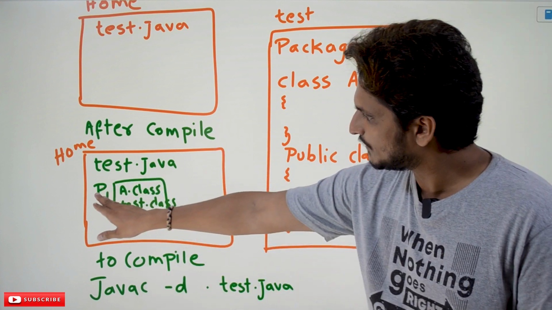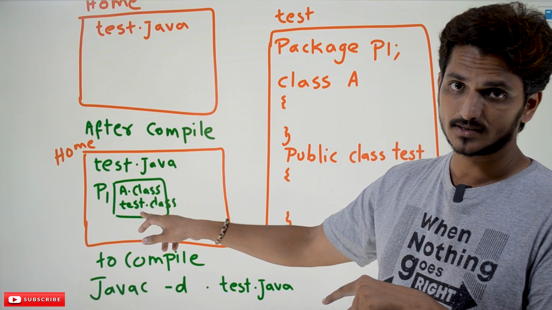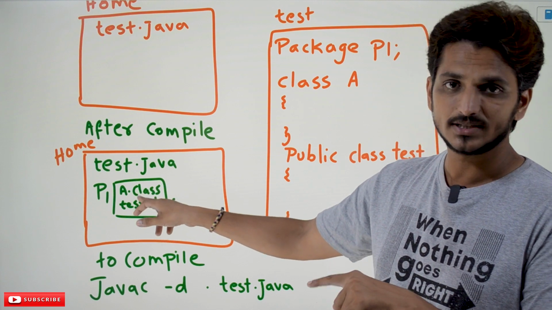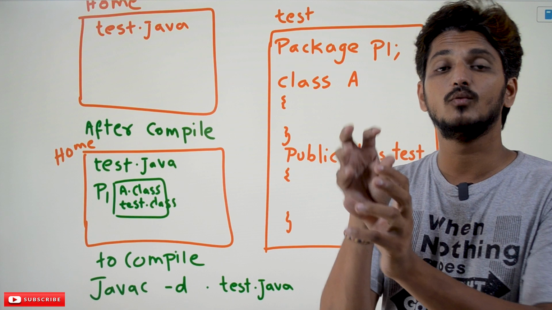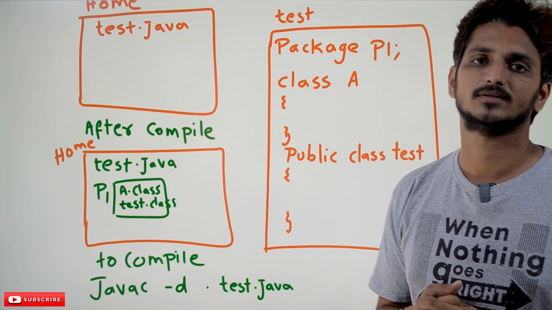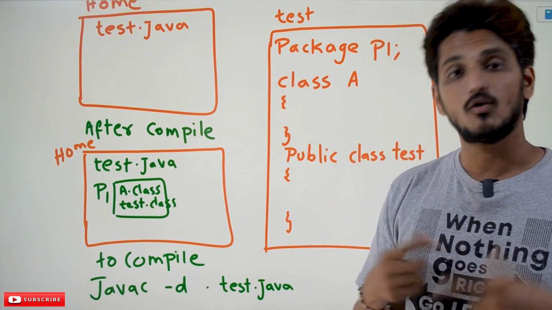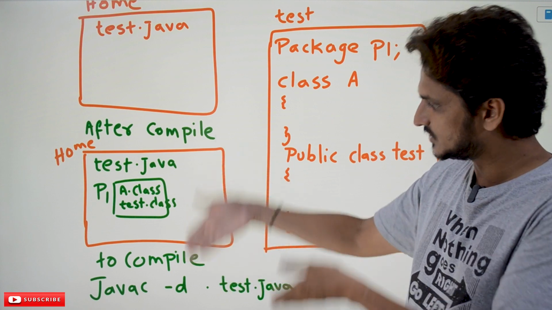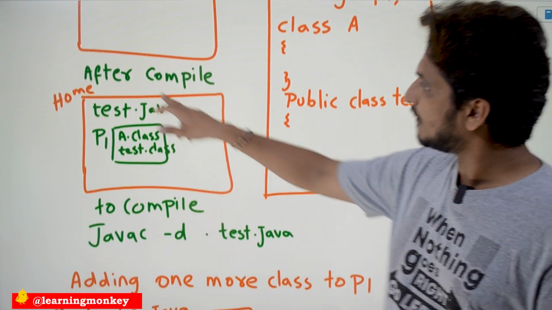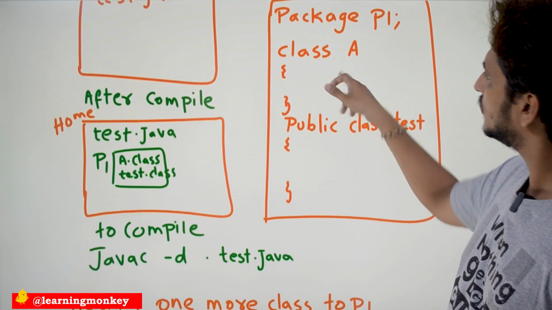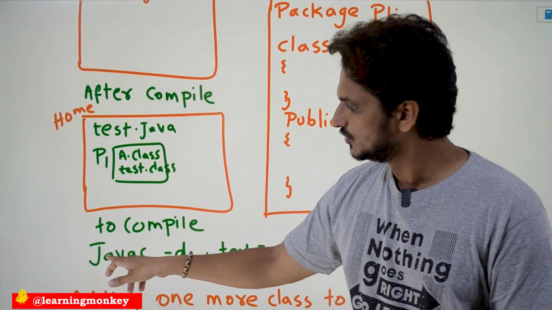So once you created a package and you compile 2 classes, and that object code is available in our package, now we can use that classes. How we are going to use that, we are going to understand in a minute. So in order to compile this class, we are going to use a command.